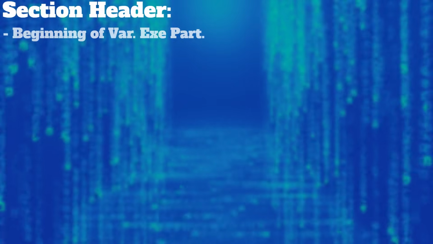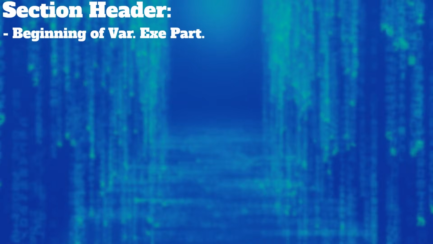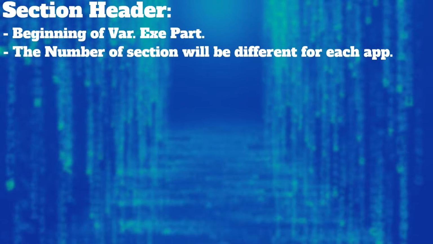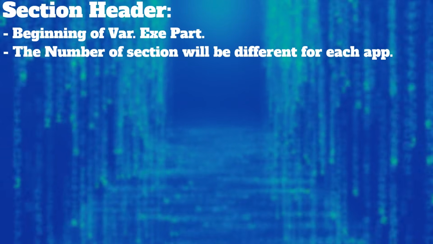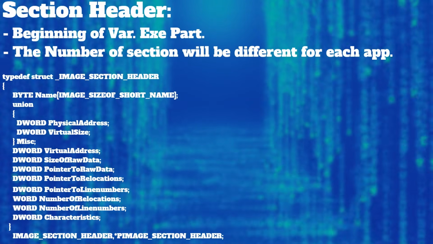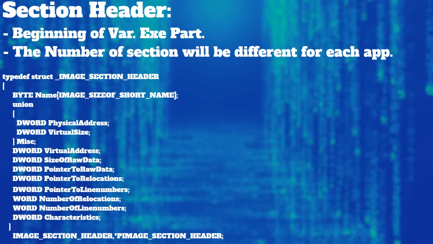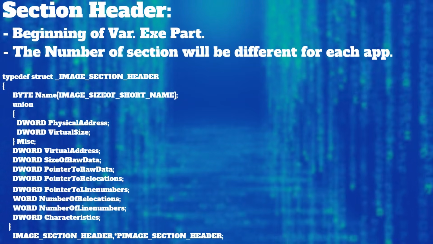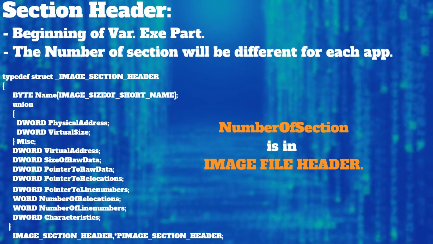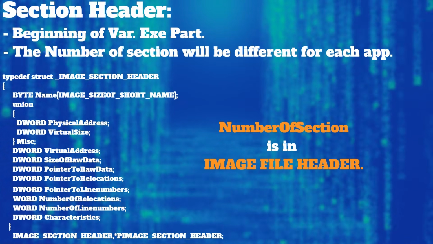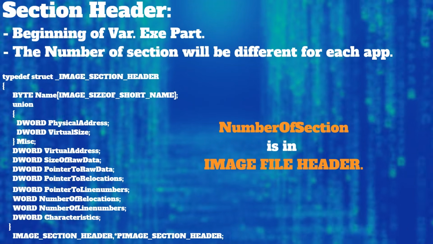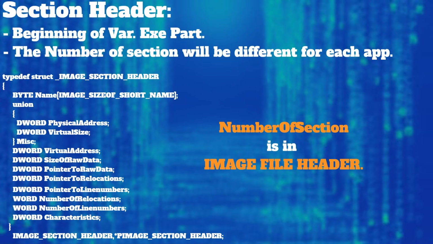Section header is the first part of the variable exe part. Like you see in the previous example, the number of sections could be different for each app. This is how the section header looks. The size of the structure is constant. But we have to know how many section headers are in the file. This information is in the image file header. Reading section headers will be in a for loop, where the counter will be the number of sections, and the step will be the size of the structure.